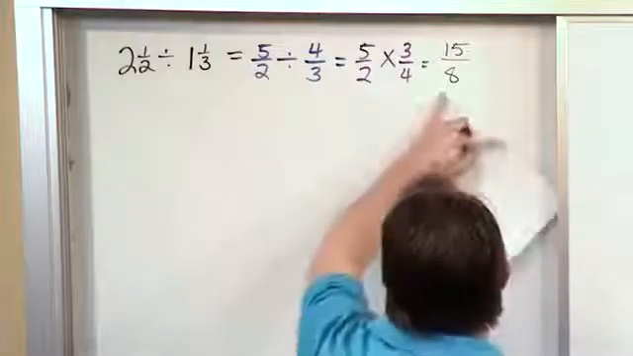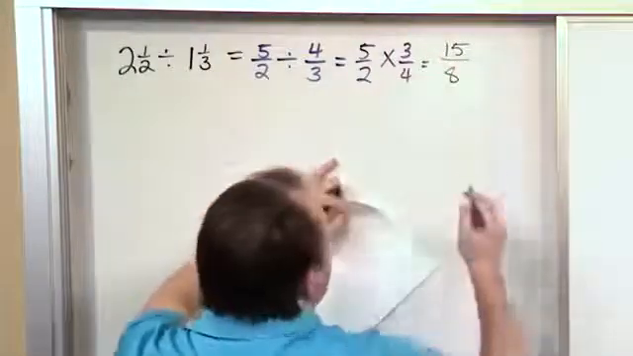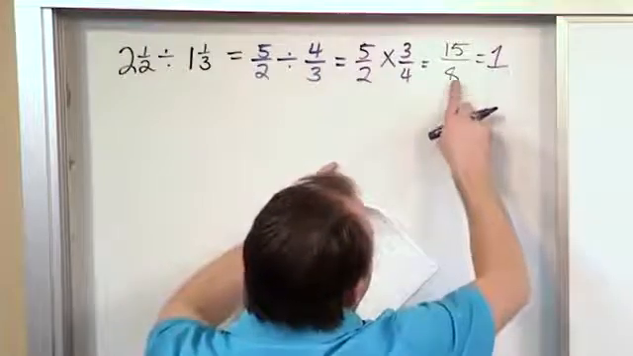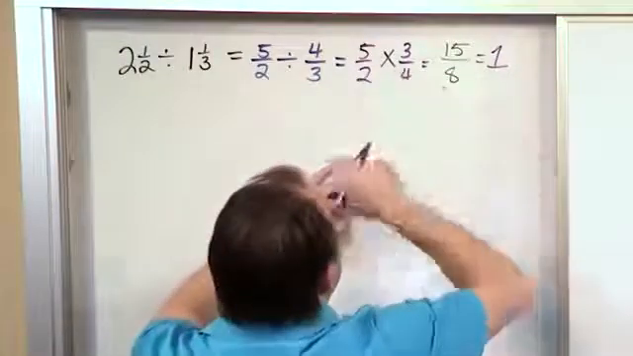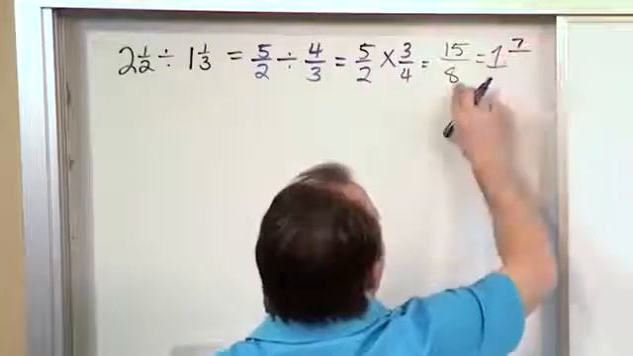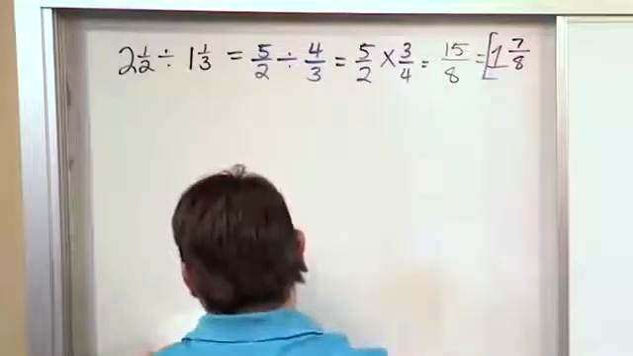So how many times will 8 go into 15? It can only go one time, because 8 times 2 is 16, that's too much. So 8 times 1 is 8. The difference between 8 and 15 is going to be 7. And we always write it over 8. So we get 1 7/8.